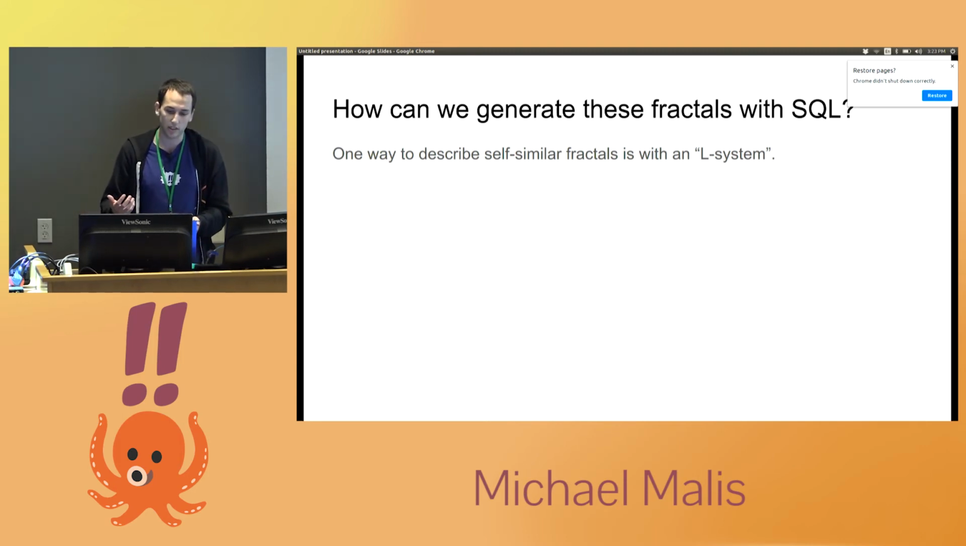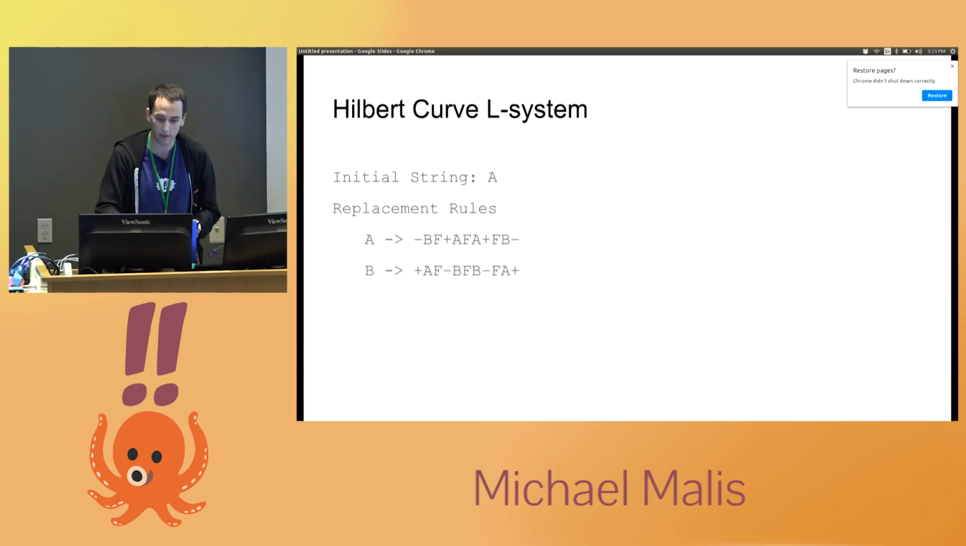And there's actually a really interesting way that you can represent self-similar fractals, known as L-systems, which are a way of describing a self-similar fractal as a string. So you start with an initial string that describes the initial iteration of the fractal, and you have some rule for modifying that string to produce the next iteration of the fractal.